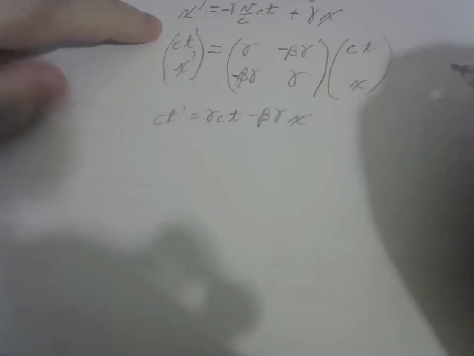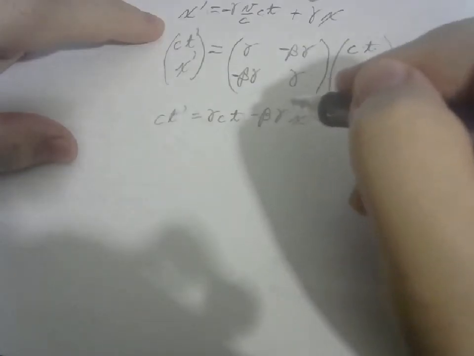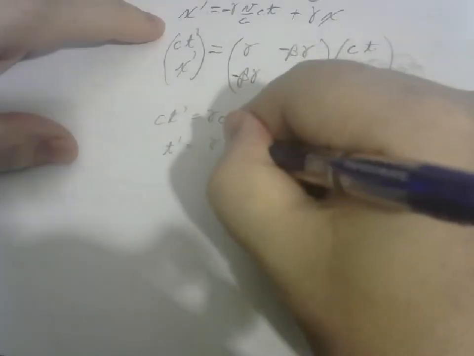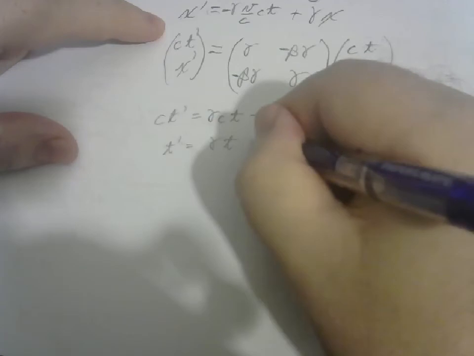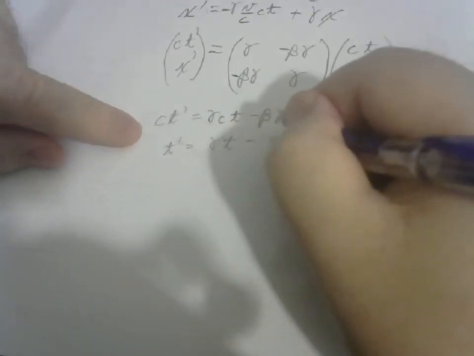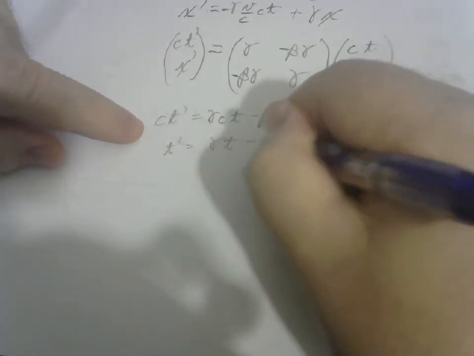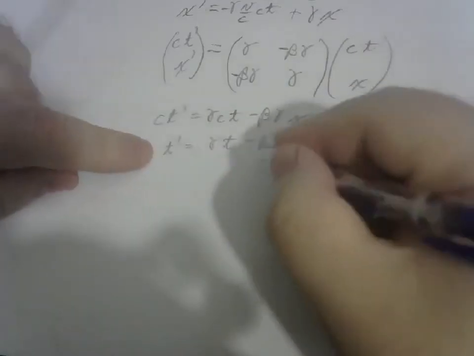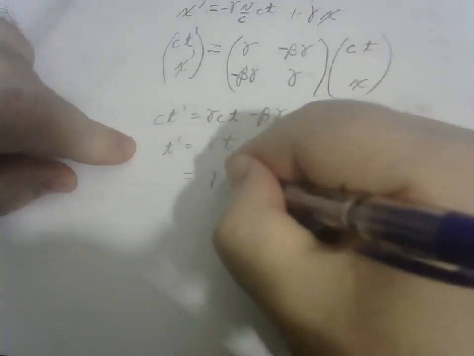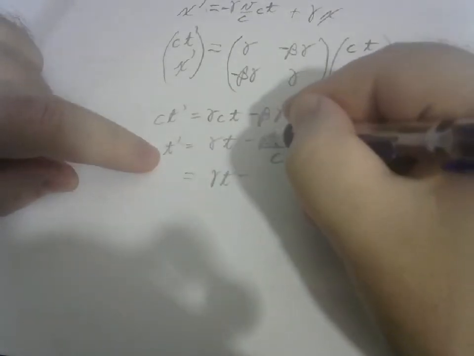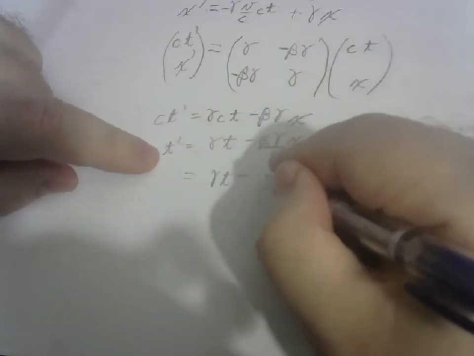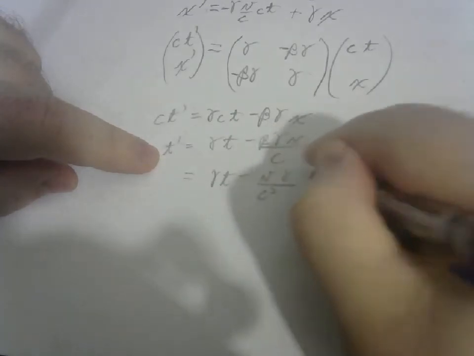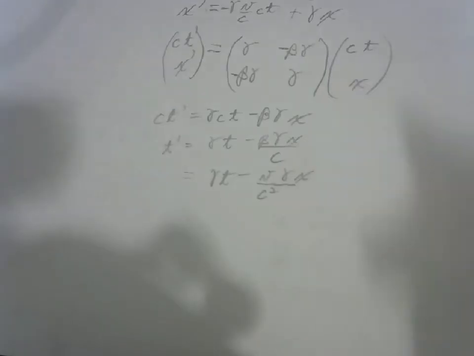And so t prime is equal to gamma t minus beta gamma x over c, which is equal to gamma t minus, we'll just change that to v over c squared, gamma x. Okay.